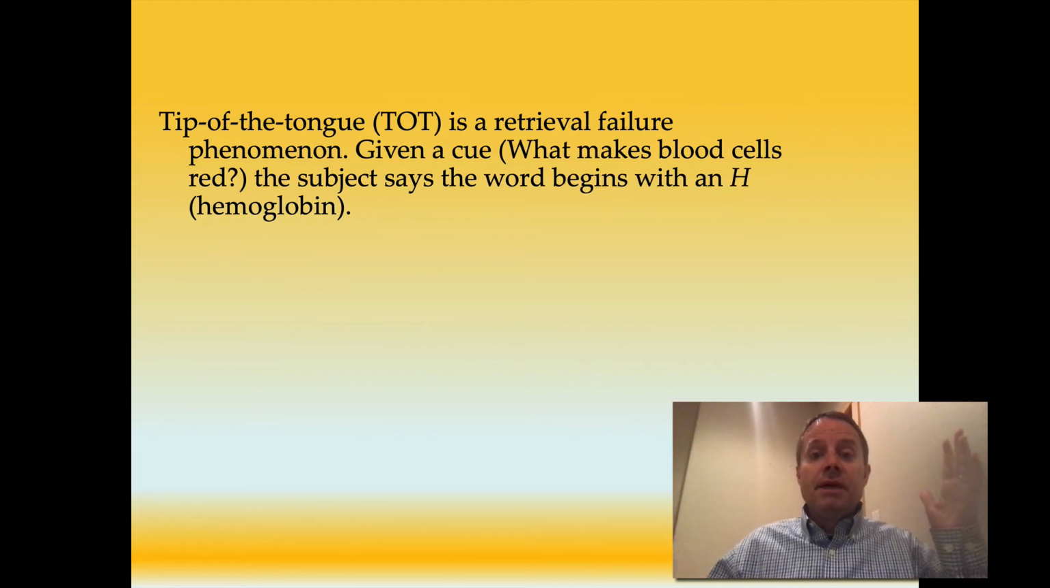Sometimes if you're given a cue, you can even say, oh, their name begins with the letter H, but you still can't get it all the way out. So that's the tip of the tongue phenomenon. That's a retrieval failure. The memory's there, but you can't get it out.